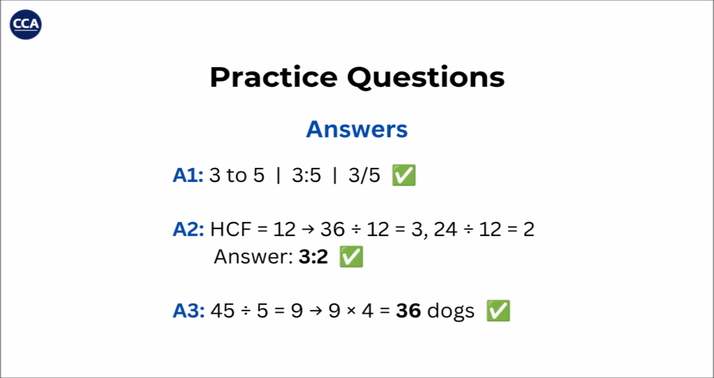Answer 3. The ratio is 5 to 4. For every 5 cats, there are 4 dogs. 45 cats divided by 5 equals 9. Multiply 9 by 4 equals 36 dogs.